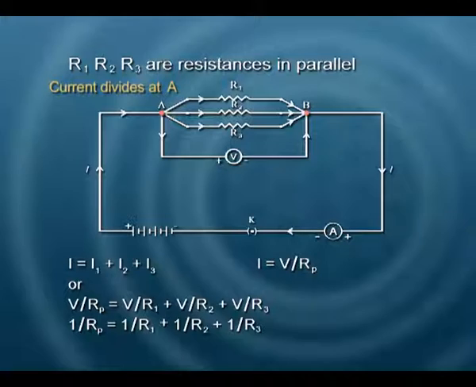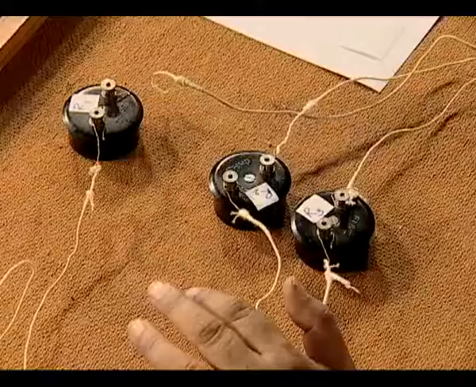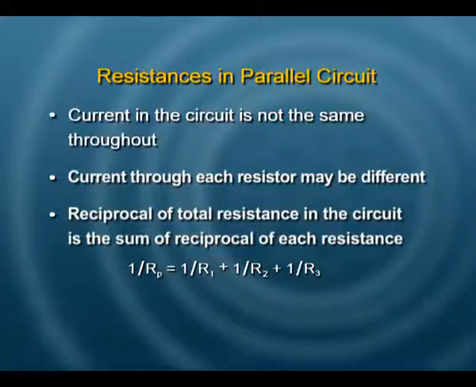So, if the resistance is more in a particular branch, lesser current would flow in it. If all resistances are equal, the current divides equally into each of those branches. Another key factor is that the potential difference across each resistor is the same. Currents may be different, but the potential difference remains the same. You can have some more details for the resistances in parallel circuit as given here.